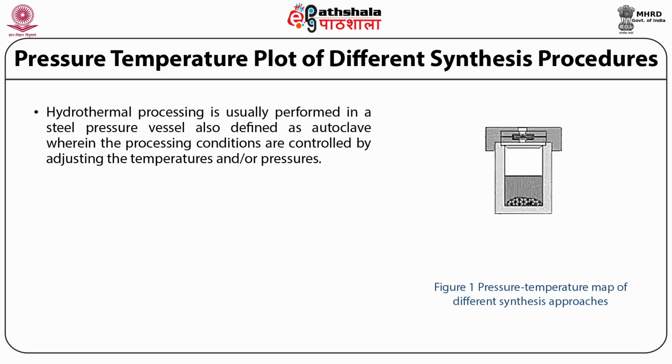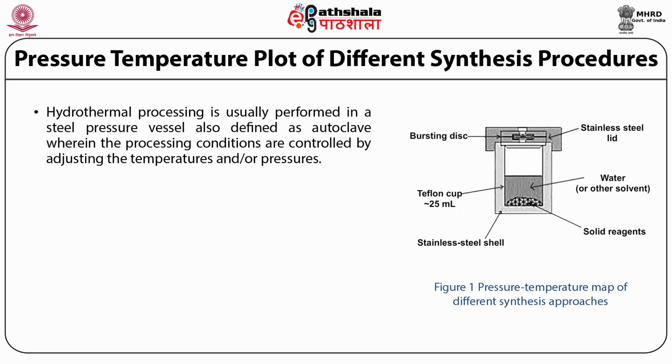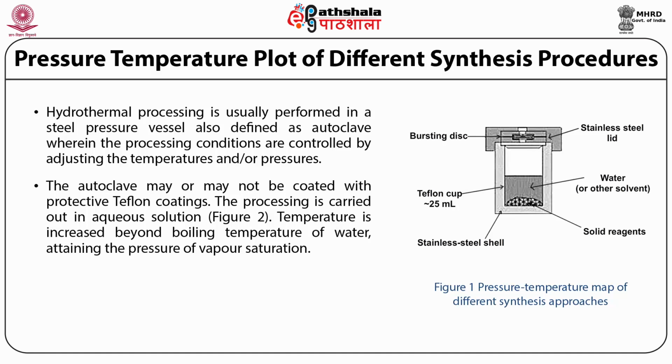Hydrothermal processing is usually performed in a steel pressure vessel, also defined as autoclave, wherein the processing conditions are controlled by adjusting the temperatures and pressures. The autoclave may or may not be coated with protective Teflon coatings. The processing is carried out in aqueous solution. The schematic of a hydrothermal experiment setup is shown in figure 2.